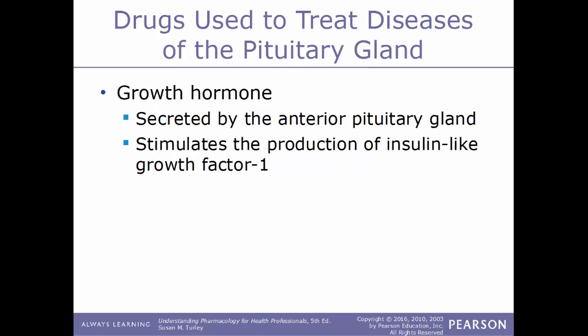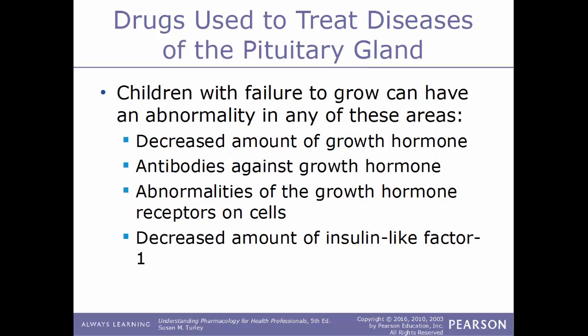Alright, now we'll talk about drugs that are used to treat diseases of the pituitary gland. One of the hormones secreted by the pituitary gland is growth hormone. This is secreted by the anterior lobe of the pituitary gland, and it will stimulate the production of insulin-like growth factor 1. Children with failure to grow can have an abnormality in any of these areas. It could be a decreased amount of growth hormone. It could be antibodies against growth hormone. There could be abnormalities of the growth hormone receptors within their cells, or a decreased amount of insulin-like growth factor 1.